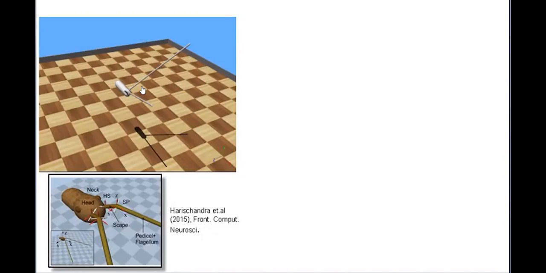We have data from the real stick insect collected from a Vicon system, and also the neuronal system, they have electrophysiology as well. So we tried to incorporate this into an oscillator model, to see how we can use this information, and when they touch something, what the reaction will be. This has been thoroughly studied, and we used Webots for this simulation as well.